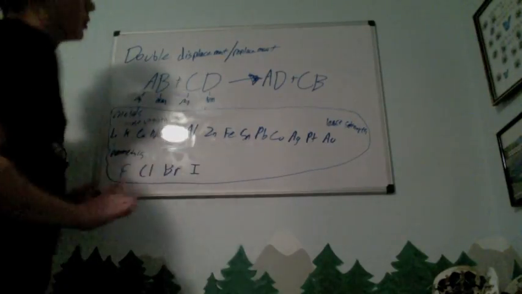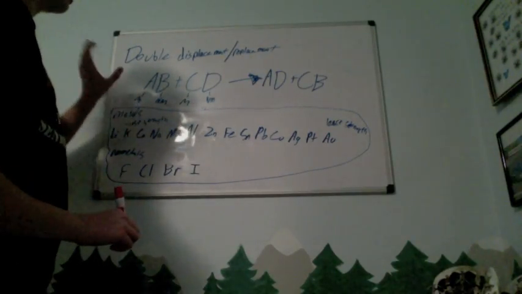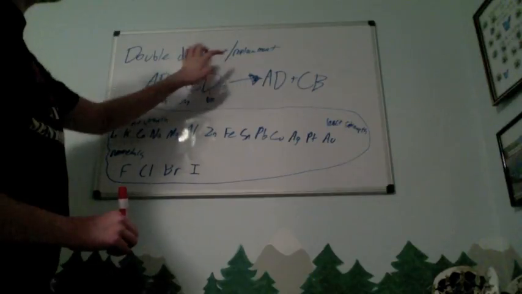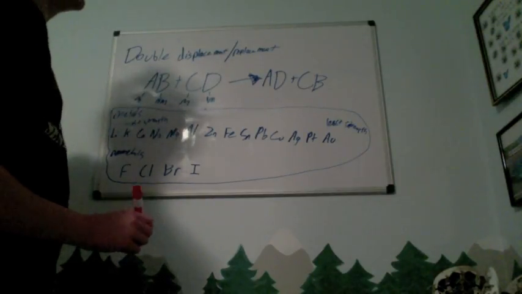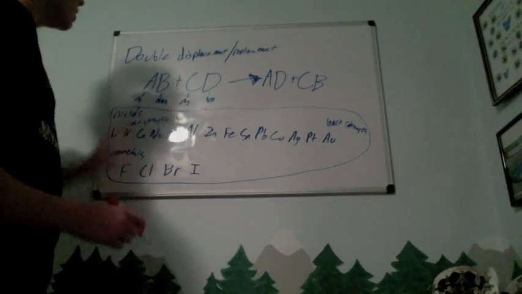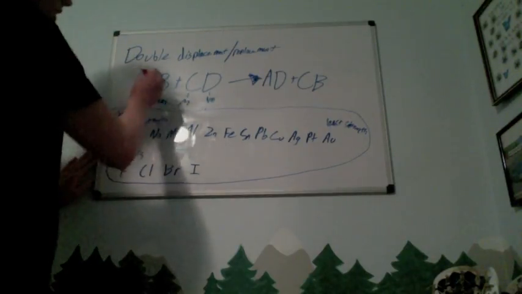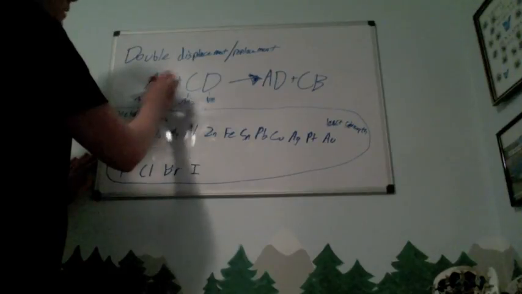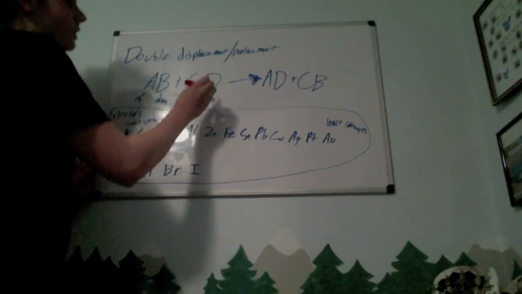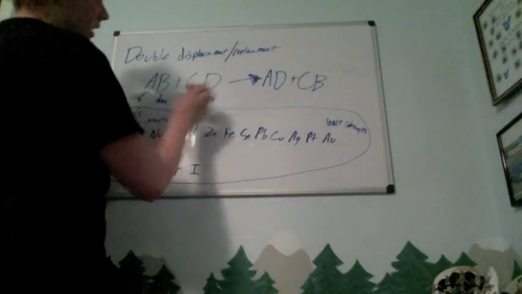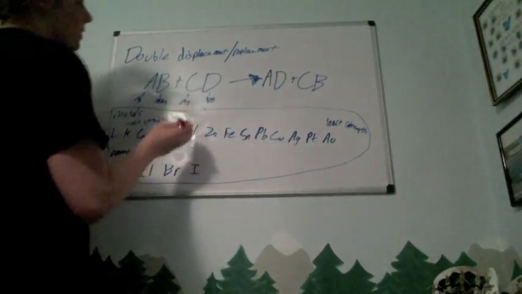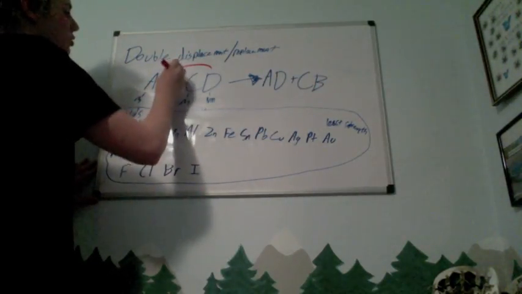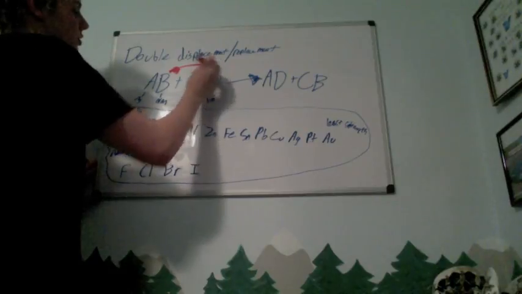This is the slightly more advanced version of single displacement called double displacement / replacement. Those words are interchangeable. You can call it displacement or replacement. So the way that double displacement works is you have AB plus CD, where A is a metal and C is a metal, B is a nonmetal and D is a nonmetal. So they react and they form AD and CB.